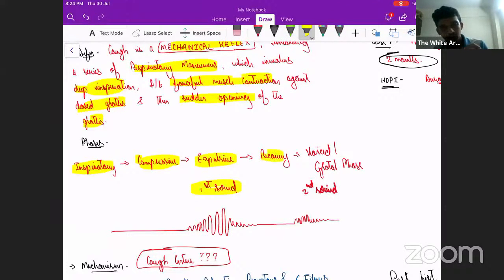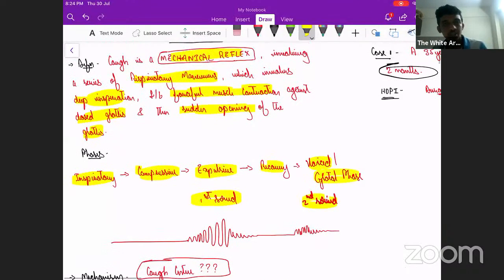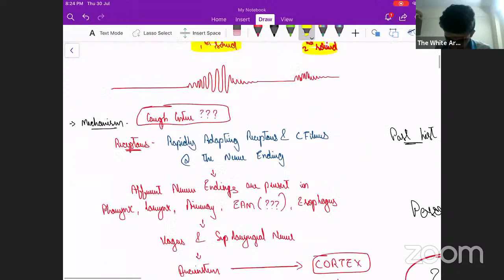And in a few cases, very few cases, post this, the vocal cords vibrate due to the extra air that is moving out. That will cause a second sound. This happens in very few cases. Okay, so this is about the cough and the phases of cough. So forceful muscle contraction against closed glottis, followed by forceful expulsion of air, leads to this sound. And as a whole, it is a mechanical and a protective reflex. So this much is important.